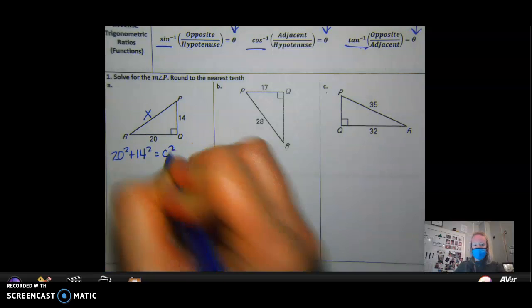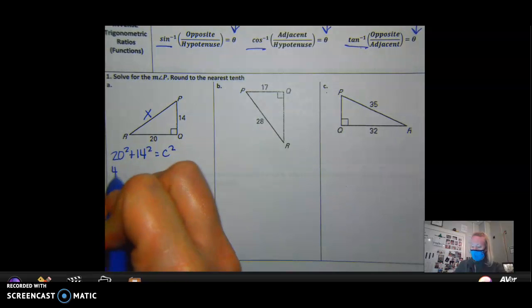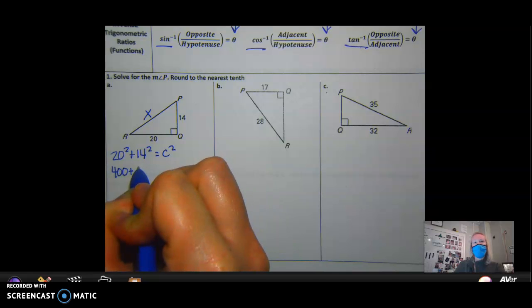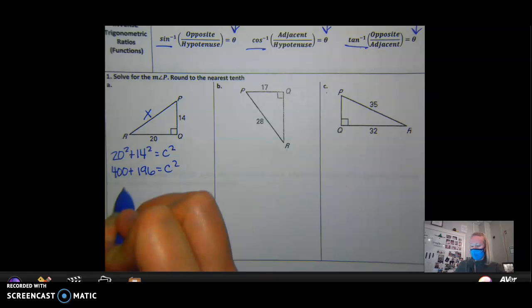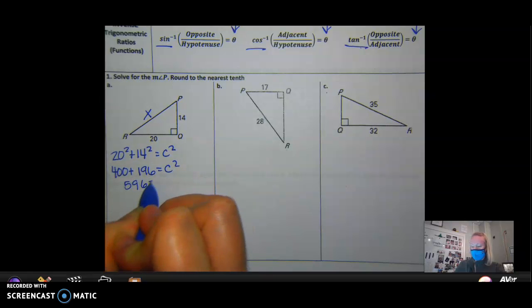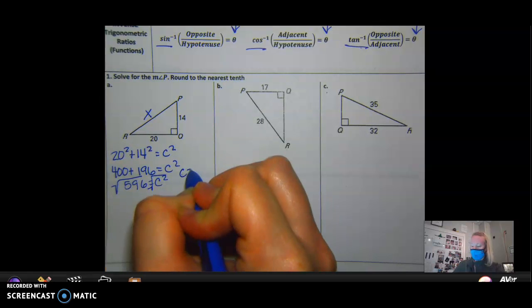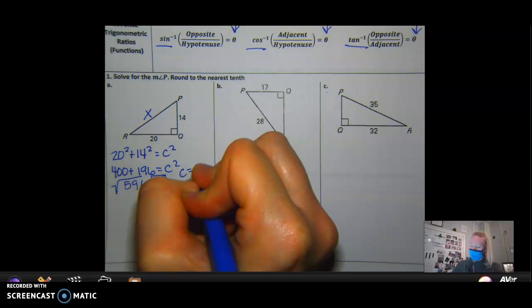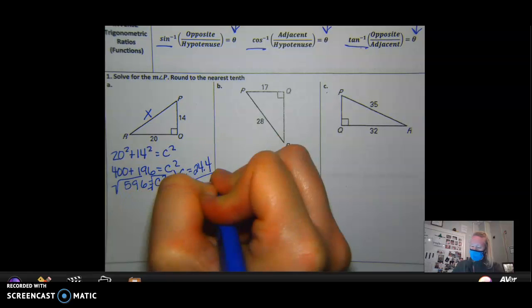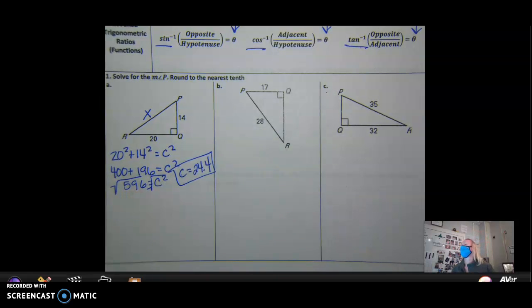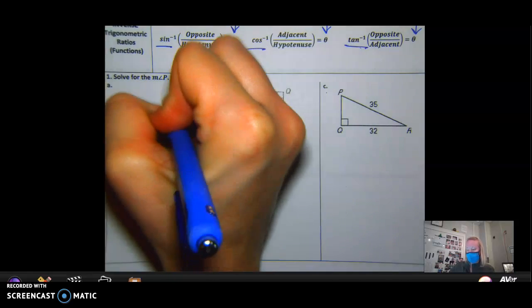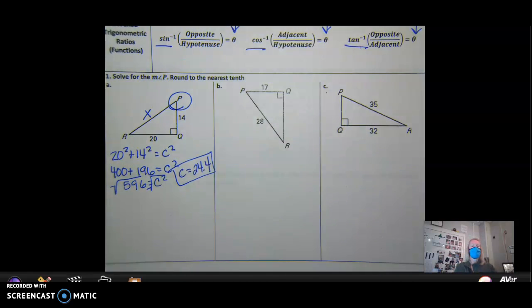I'm going to call it c squared just because I used x before. So that's 400 plus, what is that, 198? 196, thank you, equals c squared. That's 596 equals c squared. Square root. What does c equal? And depending on if in the Chromebook they want you to reduce that down or give a decimal answer, right? Okay, so they also want me to find angle P. So go ahead and circle P.